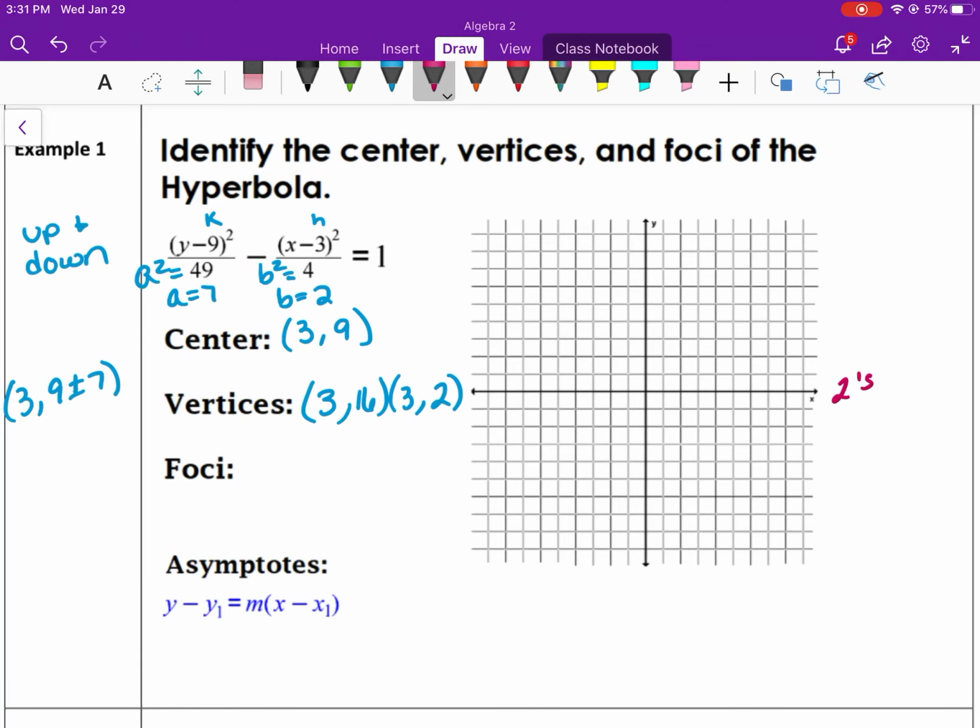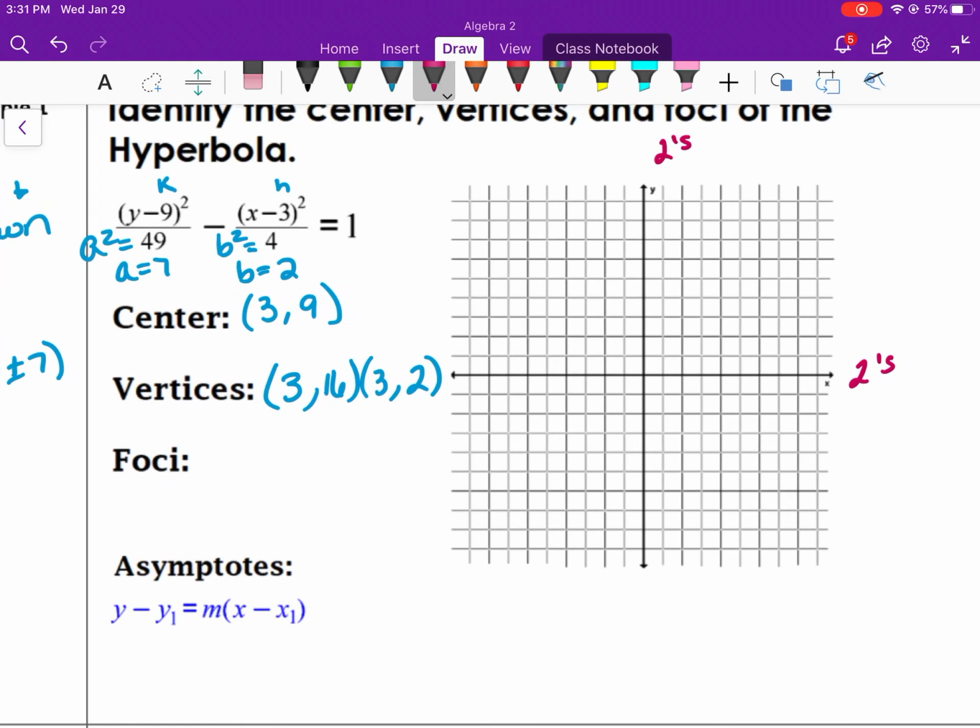So I'm going to count by 2s to graph this. Counting by 2s, center of (3, 9) will be right here then. And then (3, 16) is going to be 7 up from that point. So 2, 4, 6, 7 up right here. So that should be 16. And then 7 below, 2, 4, 6, 7 below is at the point (3, 2). Counting by 2s, it looks like that. So those are your vertex points because the y comes first, it opens up and down.